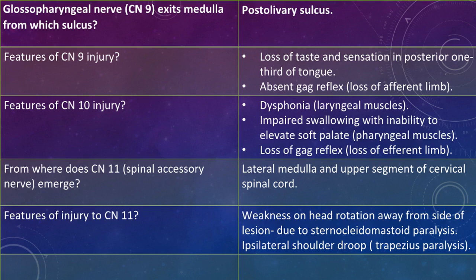From where does CN11, the spinal accessory nerve, emerge? Lateral medulla and upper segment of the cervical spinal cord. Features of injury to CN11? Weakness on head rotation away from the side of the lesion due to sternocleidomastoid paralysis. Ipsilateral shoulder droop, trapezius paralysis.